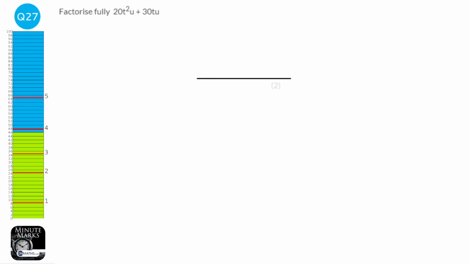So factorise means to put it into a bracket, and it looks like it's a quadratic here, but it's actually just a linear factorising, because we don't have a number term. So we're going to just use one bracket for this. And looking at these terms, I'm going to focus first on the numbers. So 20 and 30, I can divide both of those by 10. And that will leave 2 and 3. So that's the numbers done.